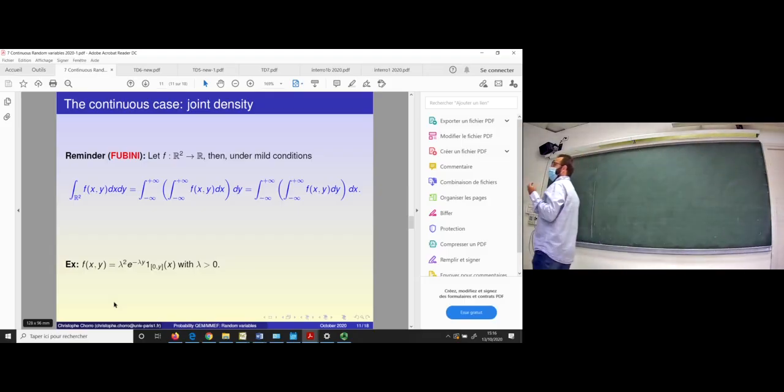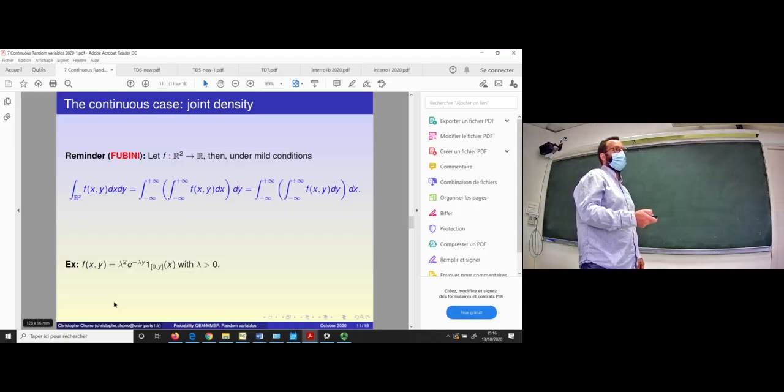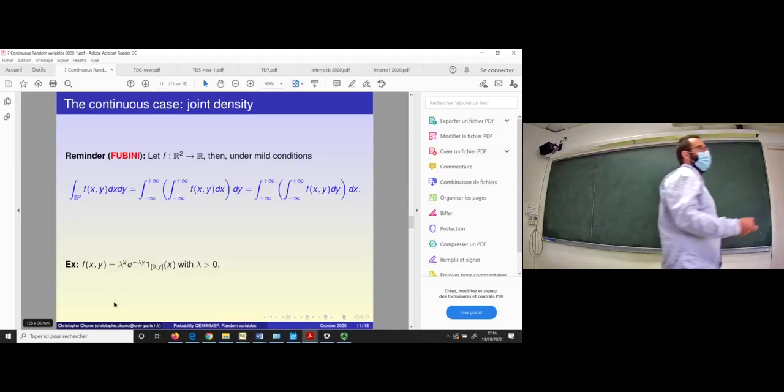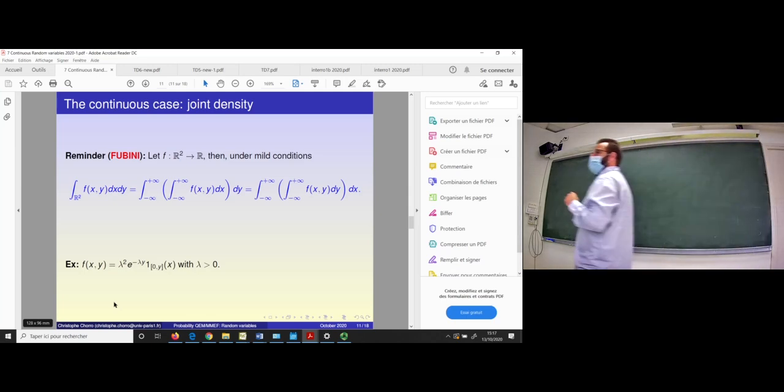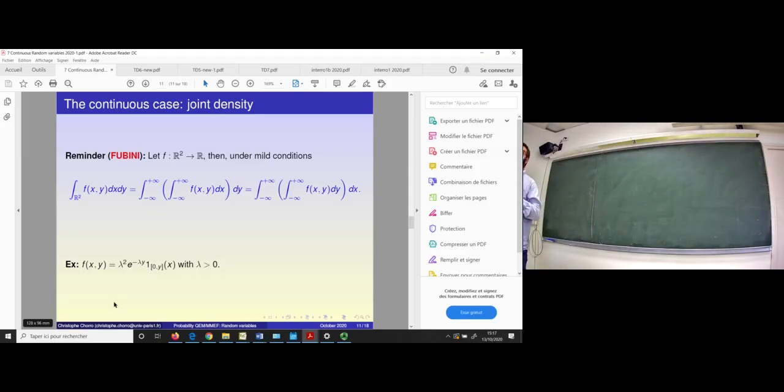One result you have to keep in mind is that, under mild conditions that I won't make explicit for you, but typically f positive works, and it will typically be the case where we are, f positive. So in this situation, when you want to compute a double integral, what you have to keep in mind is that you can do what you want. That is, first integrate with respect to x, and then integrate with respect to y, or integrate first with respect to y, and then integrate with respect to x, and you obtain this way exactly the same thing.